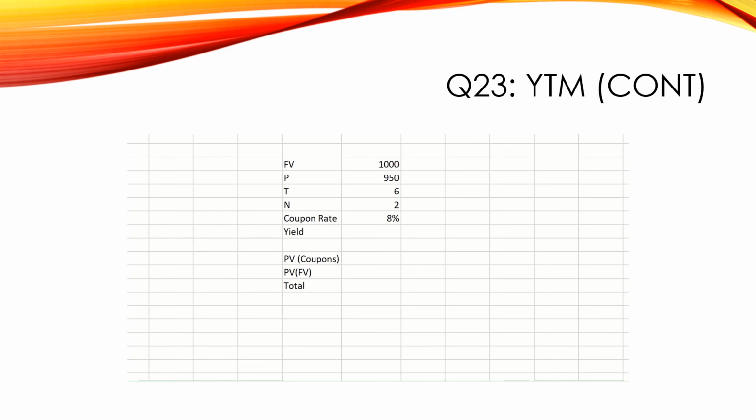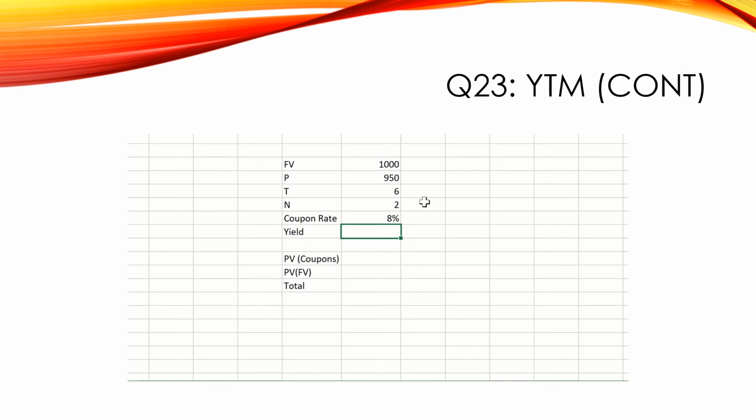So here what I have is I've input the things that we know about the bond. So face value is 1,000, price 950, time to maturity 6 years, number of coupons per year 2, and coupon rate is 8%. Now we don't know the yield. We'll need to work this out.